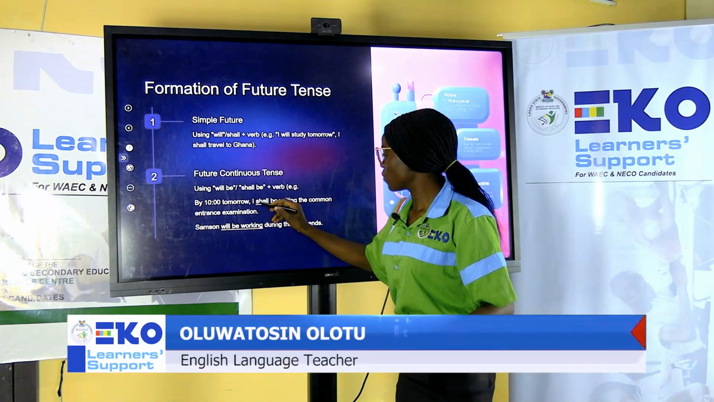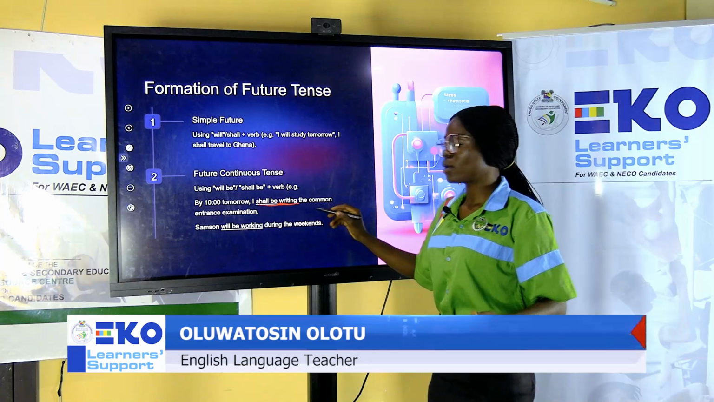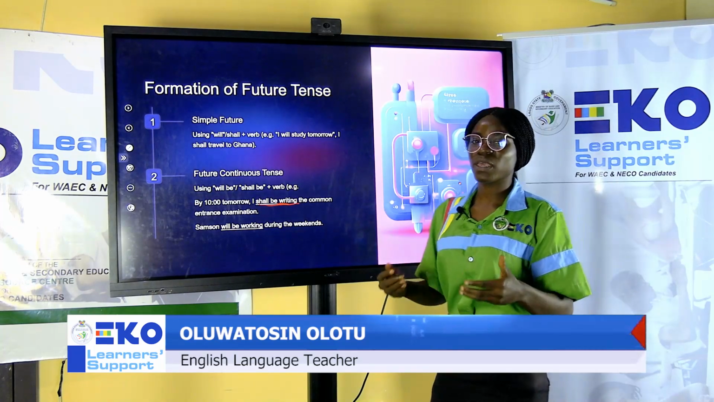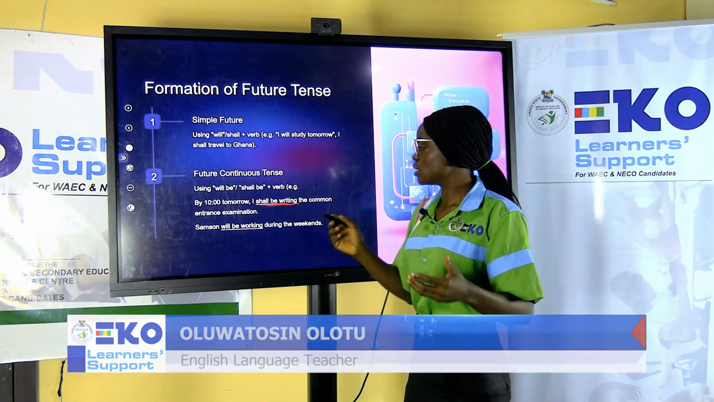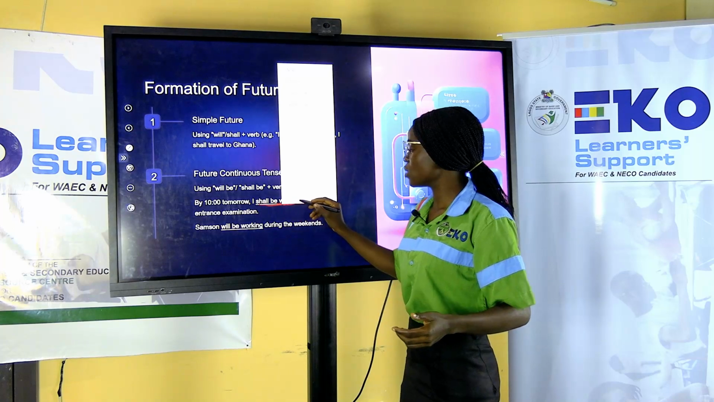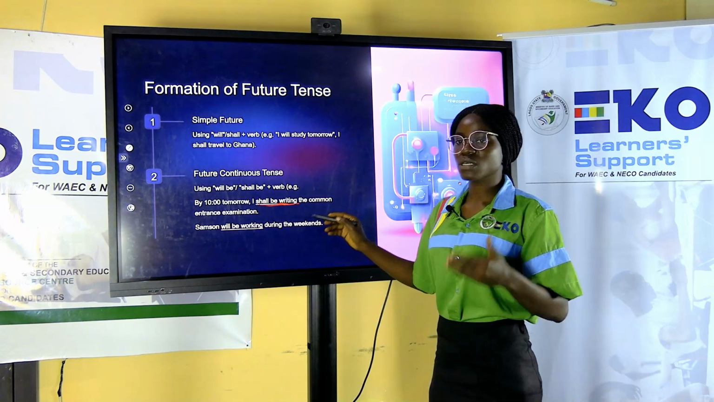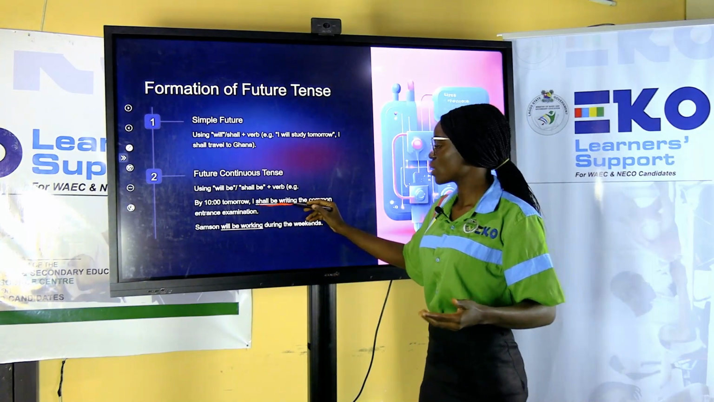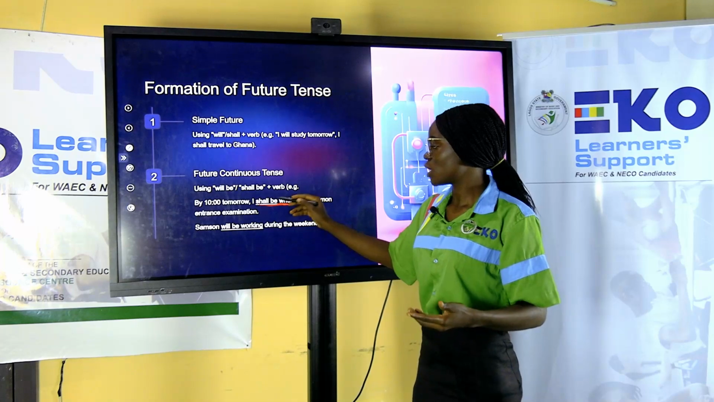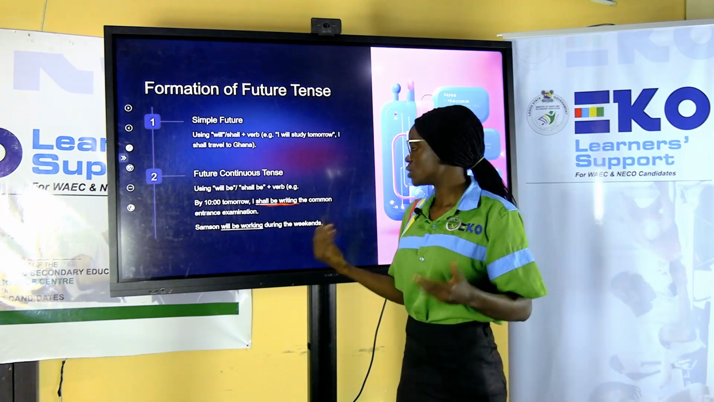Then the combination of this is going to help us to form a future continuous tense. Continuous because we are going to use a continuous form of verb right here. Writing, then shall be. That makes a future continuous tense.